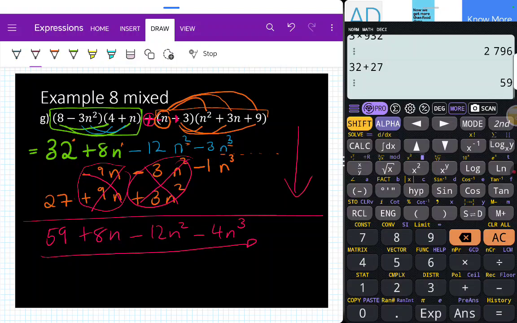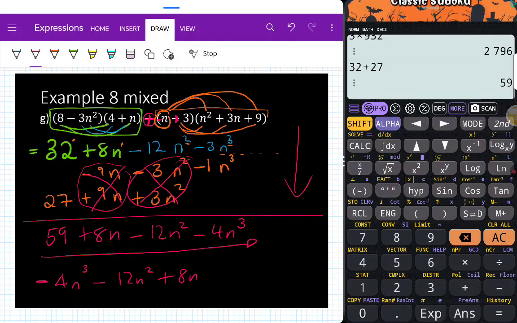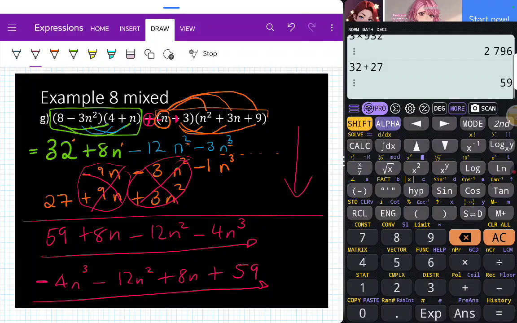Although we normally write it the other way around, where you would write from the highest exponent n cubed, then n squared, then n to the power of 1, then n to the power of 0. That is common practice. Okay, that is example G.